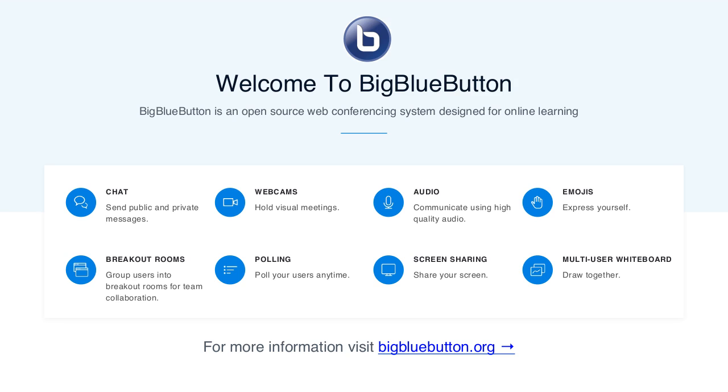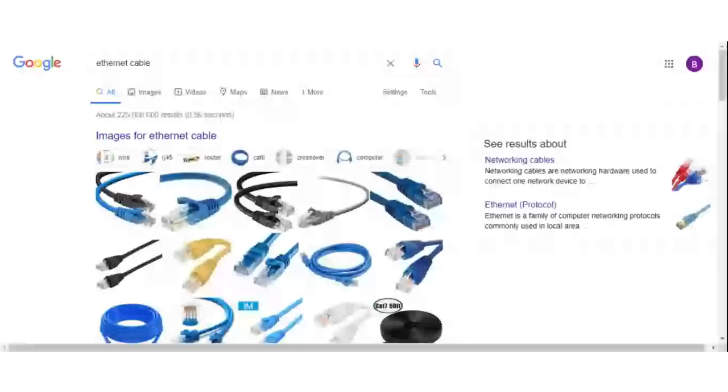Yes, I'm sharing the screen. Yes, I'm seeing them. This is the cable you're talking about, the Ethernet cable. You can use it to connect to the network, and you can use it to transfer data.